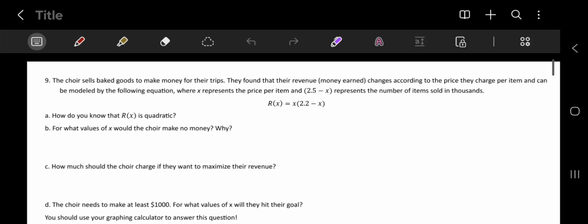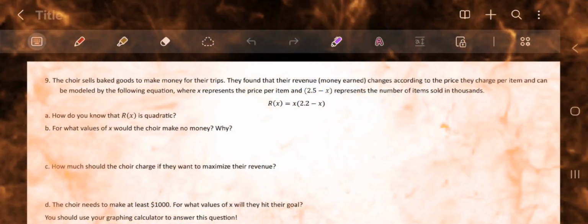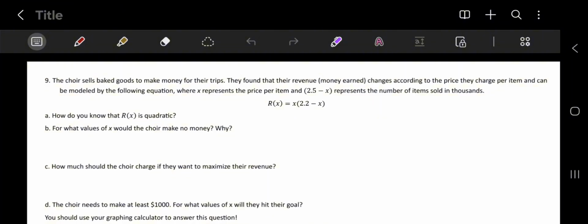Okay guys, so question 9 says, the choir sells baked goods to make money for their trips. They found out their revenue, which is their money earned, changes according to the price they charge per item and can be modeled by the following equation, where x represents the price per item and 20.5 minus x represents the number of items sold in thousands.